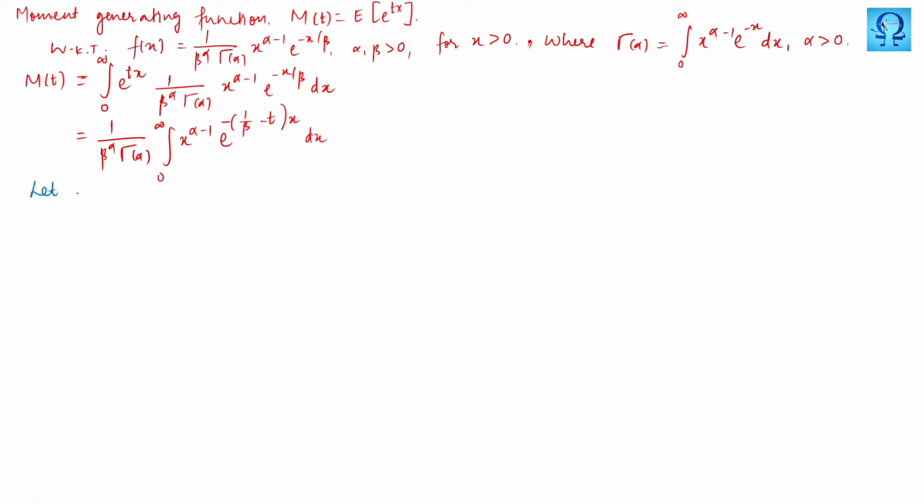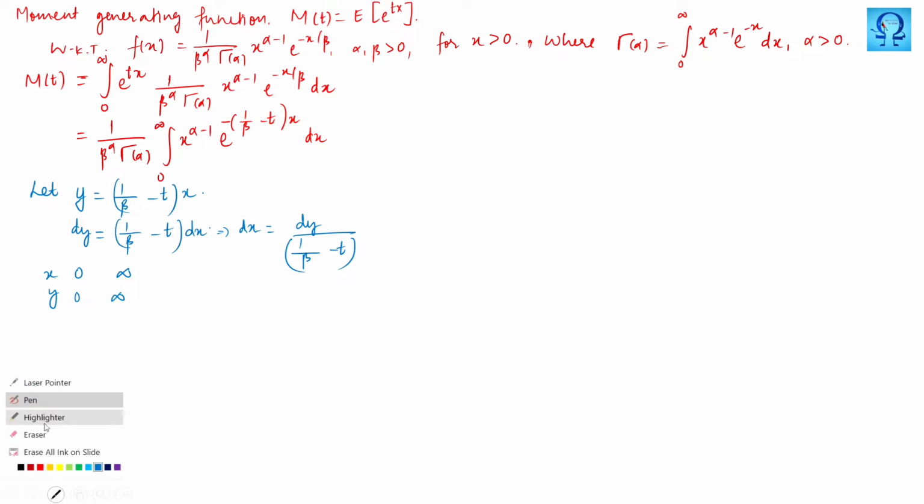Now let me take y to be 1 upon beta minus t multiplied with x. Then what would be my dy? It is the same quantity, 1 upon beta minus t, times dx, so in the place of dx we substitute dy upon 1 upon beta minus t, isn't it? And here our x is varying from 0 to infinity. Therefore our y will also vary from 0 to infinity. That is evident from this transformation.